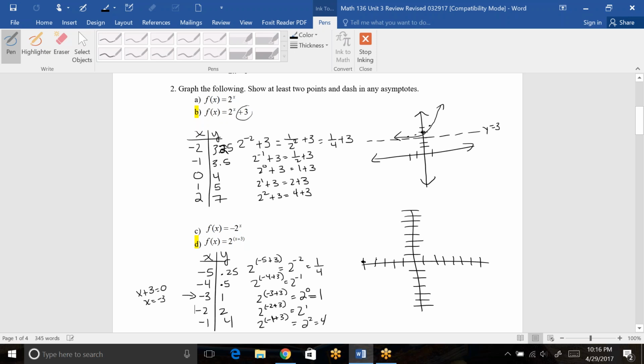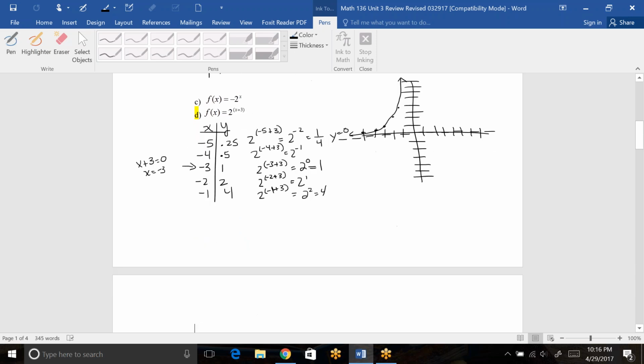And then -4 is up a half. -3 is at 1. -2 is at 2. And -1 is at 4. So notice I'm still not crossing the x-axis, that's my asymptote, but I have shifted to the left 3 from the original direction that the graph usually is in. So we've moved the whole graph to the left 3 because of that horizontal shift. Is everybody okay with D part before I move on to the next one?